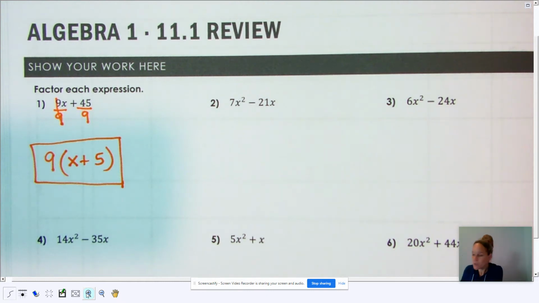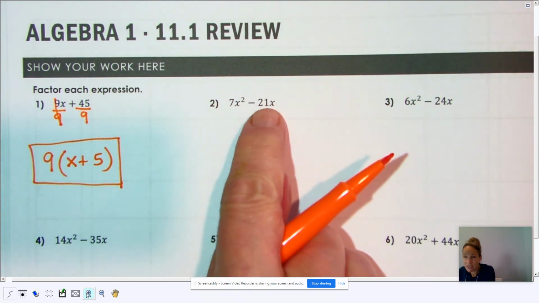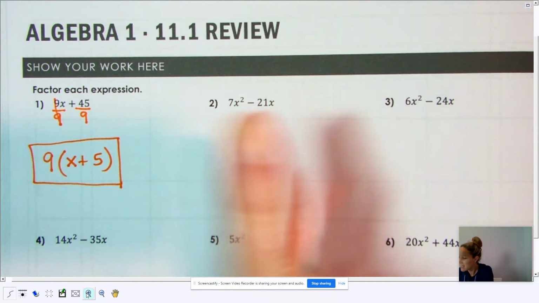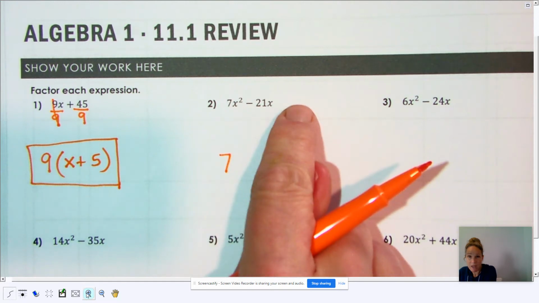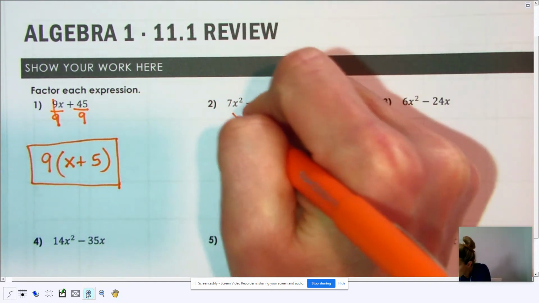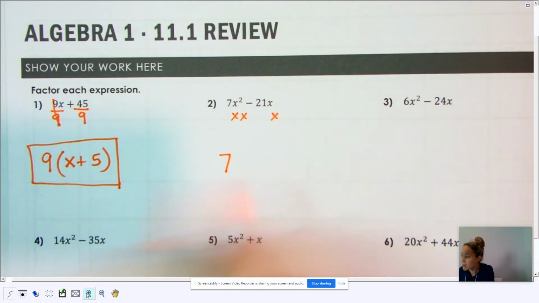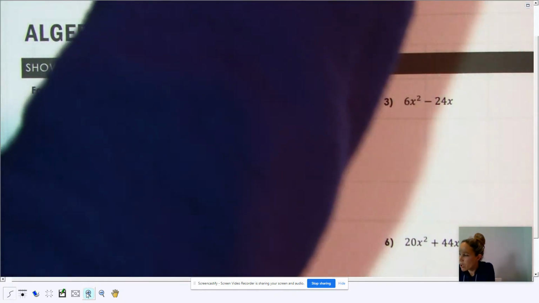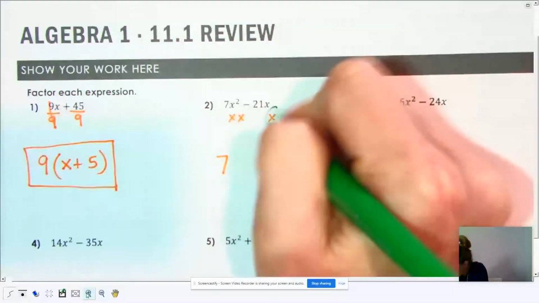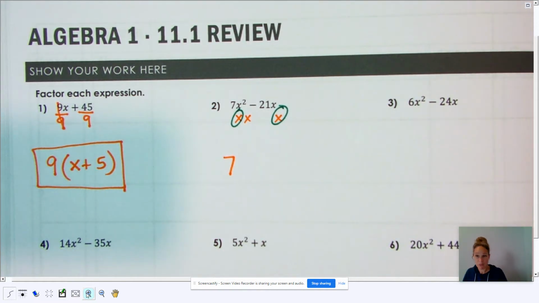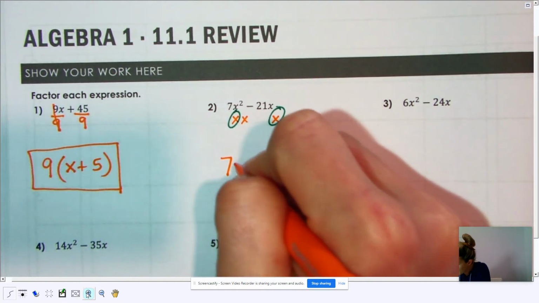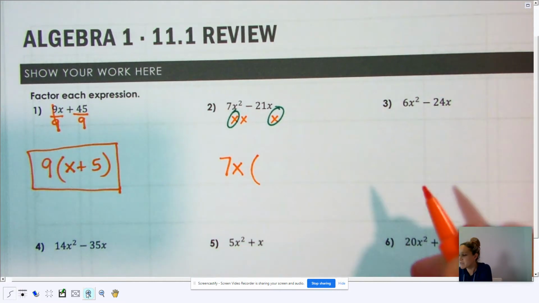For question number 2, again, you're going to check to see the littlest number. Can it go into the biggest one? Yes, it can. So I'm going to put the 7 right there. Then if I have 2 x's in this one and 1 x in that one, I want to know what's the most number of x's I can pull out that they both have in common. I can say, well, they both have 1 x. So that's what they have in common. We're looking for the greatest common factor. So I'm going to put an x out there, and then we're going to put what's left.